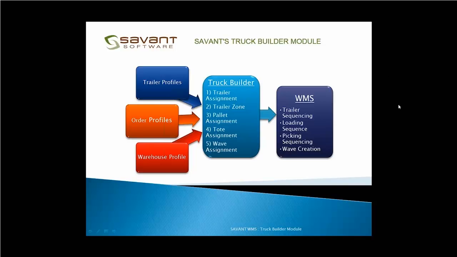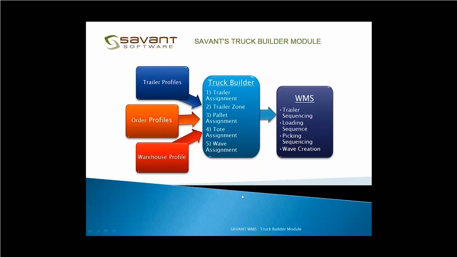To do this, the Trailer Builder looks at 3 basic profiles within the operations. It's looking at the warehouse profiles. This is the layout, where products are located, and how the dock door is organized. It also looks at the orders that are about to be released within a wave. And then it looks at the trailer profiles as to what type of trailers or what size of trailers these orders will ultimately be placed upon.